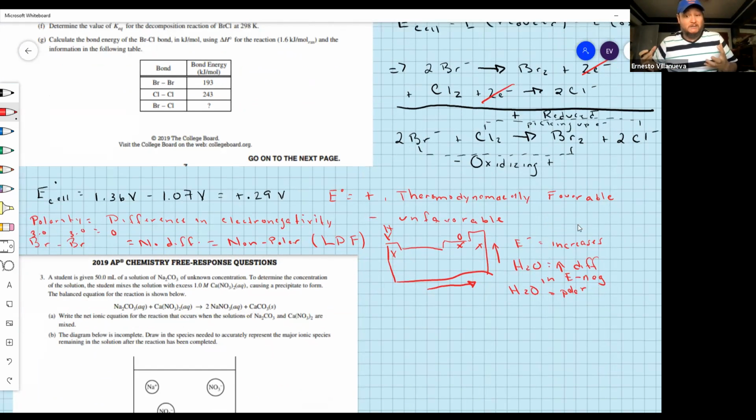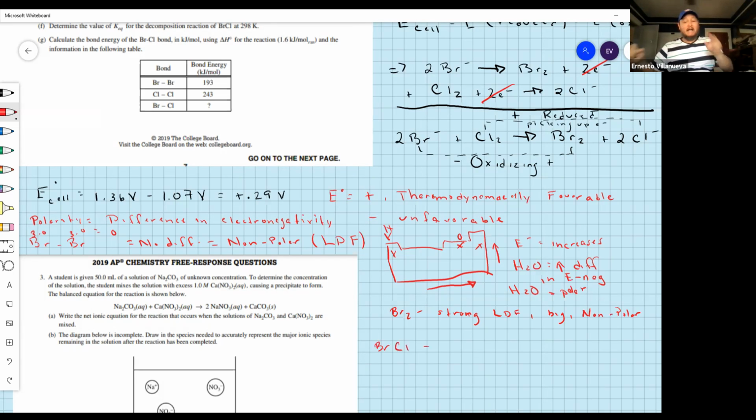They're going to be pretty strong because bromine's a pretty big molecule. So Br2 is going to have a pretty strong LDF simply because it's a big, non-polar molecule.